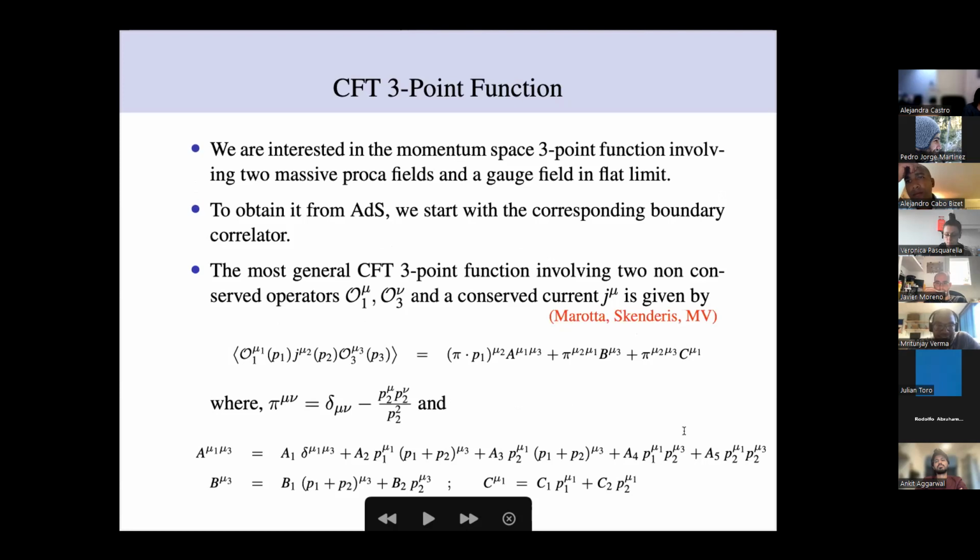Now we are interested in the momentum space 3-point function involving two massive Proca fields and a gauge field in the flat limit. To obtain it from AdS, we start with the corresponding boundary correlator. The most general CFT 3-point function involving two non-conjugate operators, say O_1, O_3, and a conjugate operator J_mu in momentum space can be written like this. You have this parametrization, and these structures A, B, and C are given by this. Pi denotes a projector along the transverse direction.